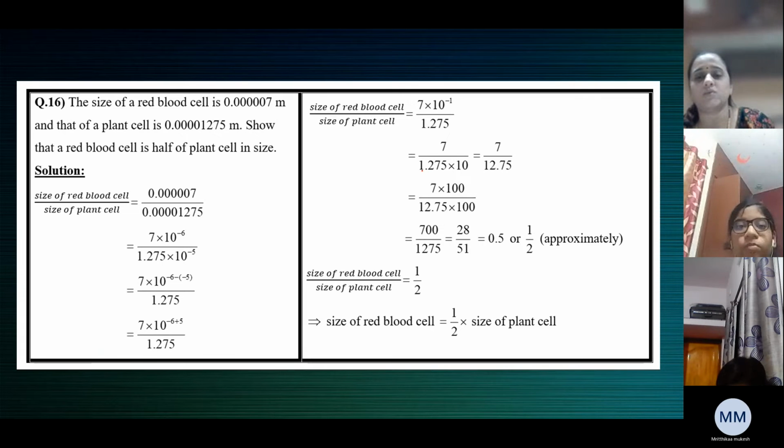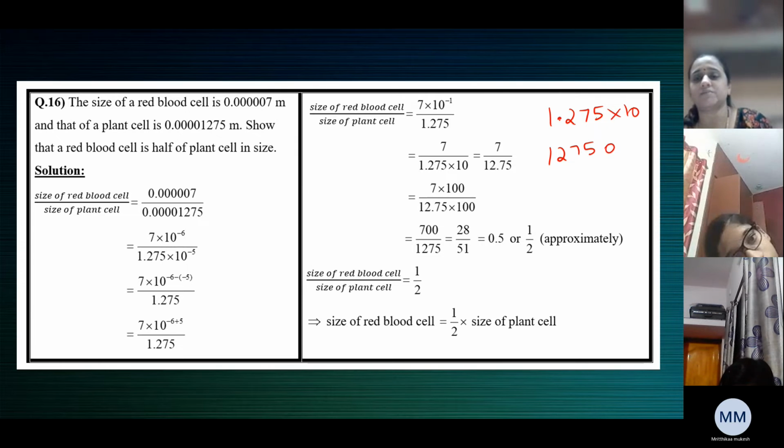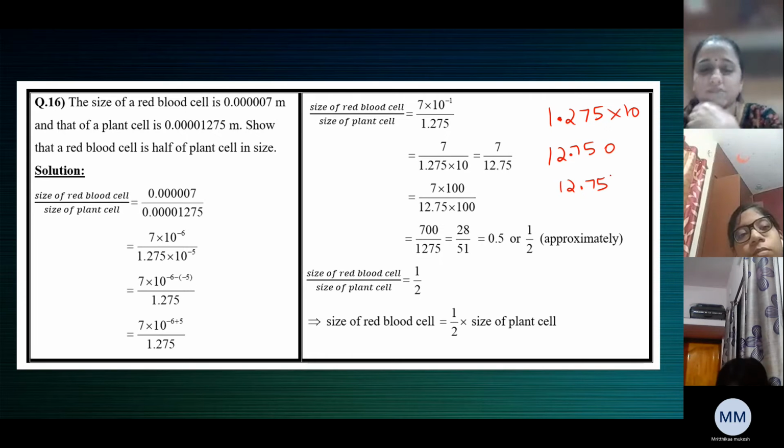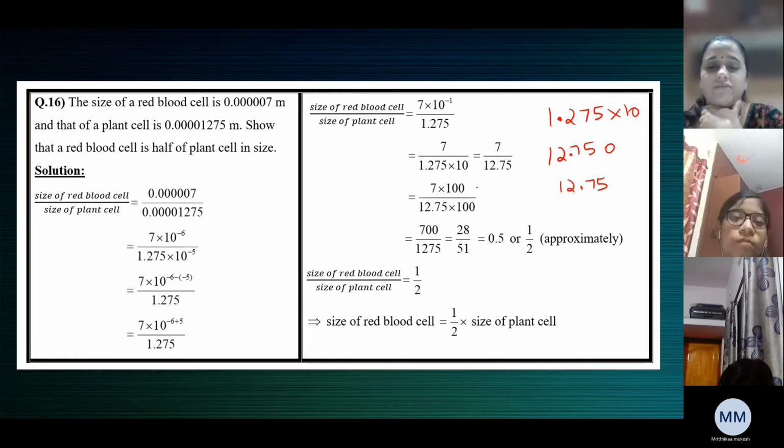And now 1.275 into 10 is 12.75. Regular multiplication. 1.275 into 10. How do you multiply? 12750. When you multiply, you get 12750 and the decimal point, after the decimal point, 3 places. So here it is 12.75. That's what you see here. That's nothing but 7 by 12.75.